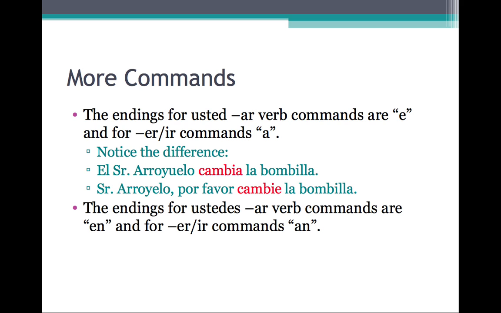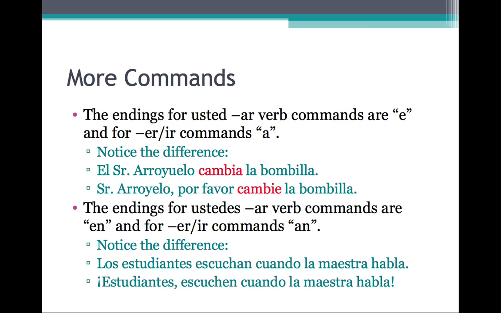Okay? If I'm going to give an ustedes command, as if I were talking to you all, we're going to use the opposite endings, but in the ustedes box, so en instead of an. Are you following me here?